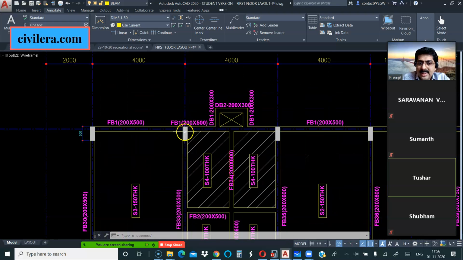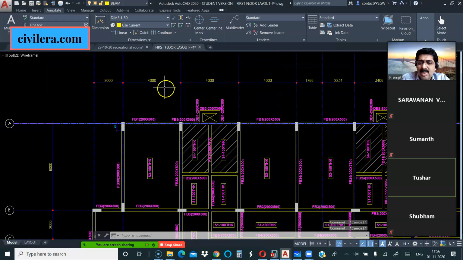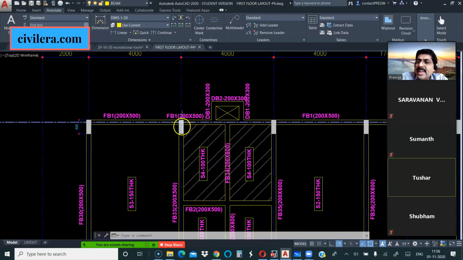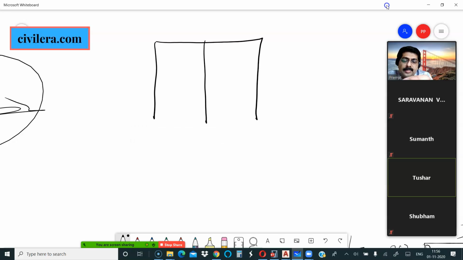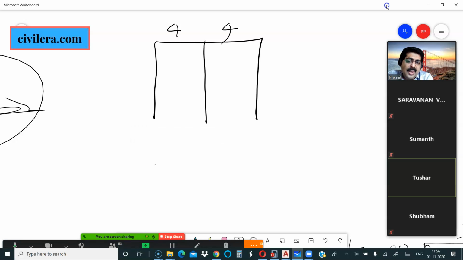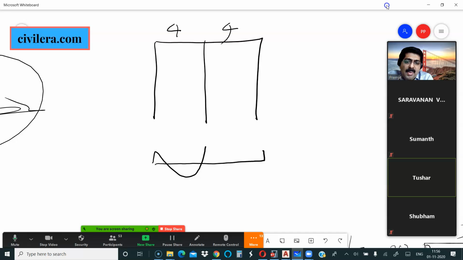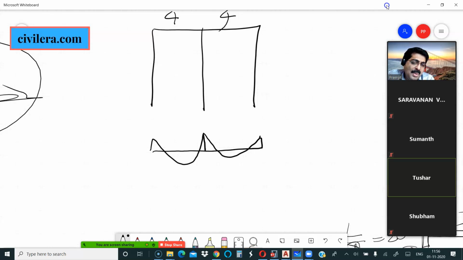Yes, sir. Yeah, this is obvious because this is an internal column. Now 4 and 4 are your dimensions, and here you have 6 meter. So if I draw the frame, this is 4. If I draw the bending moment diagram, I am again talking about gravity only. If I draw the bending moment diagram of the beam, if this moment is x, this moment is also going to be x.